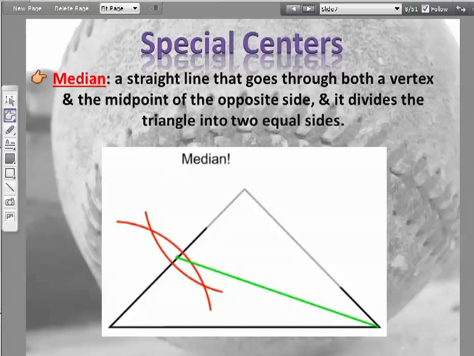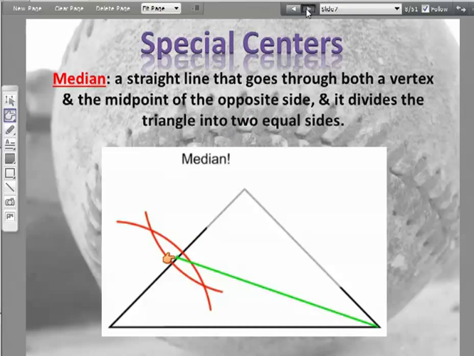Okay, so now we're going to be talking about a median. It's a straight line that goes through both a vertex and the midpoint of the opposite side, and it divides the triangle into two equal sides. Now notice this is the midpoint of the side of the triangle, but it's not necessarily a bisector of the vertex, okay? But it is a midpoint of the side.